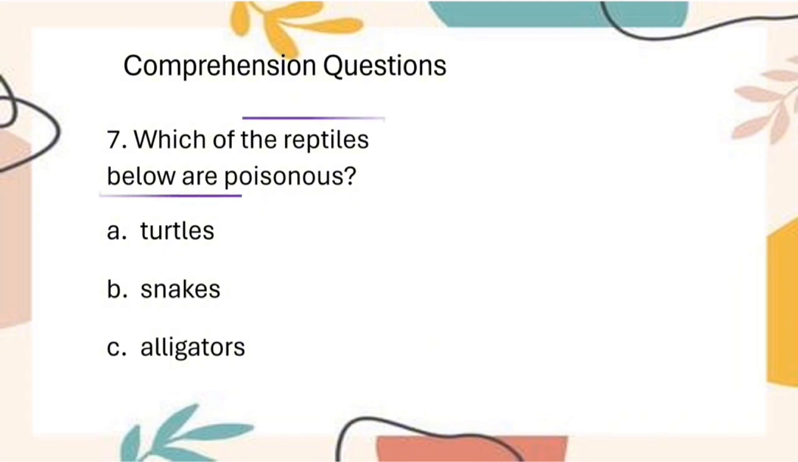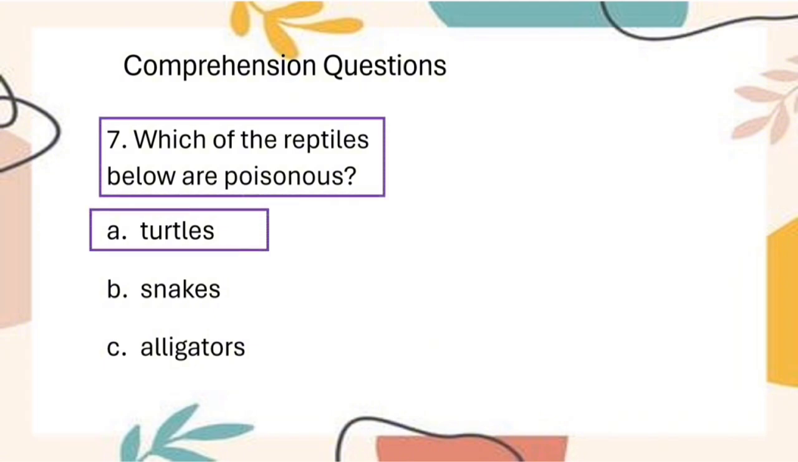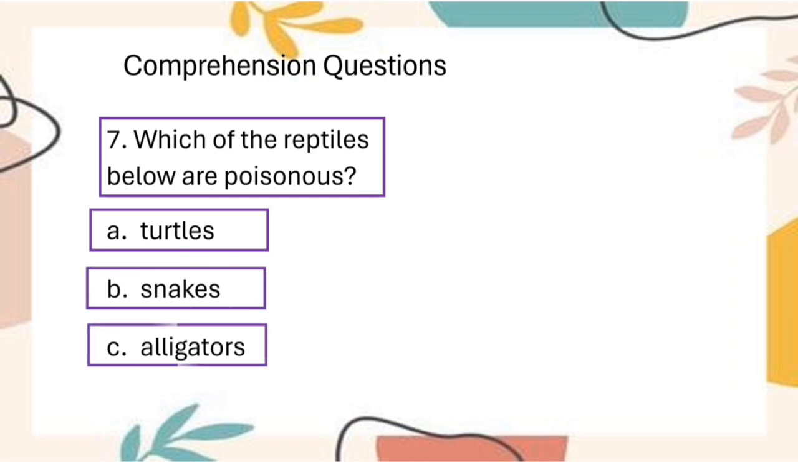7. Which of the reptiles below are poisonous? A. Turtles. B. Snakes. C. Alligators.